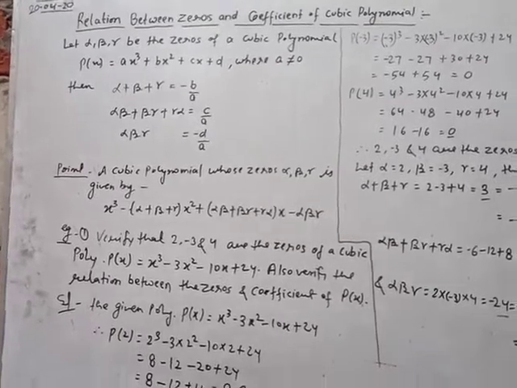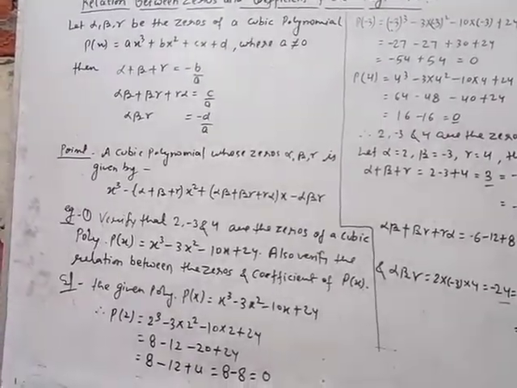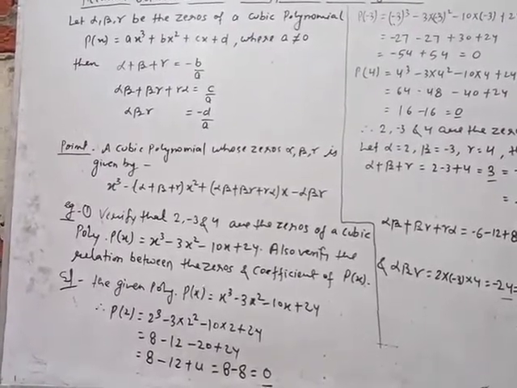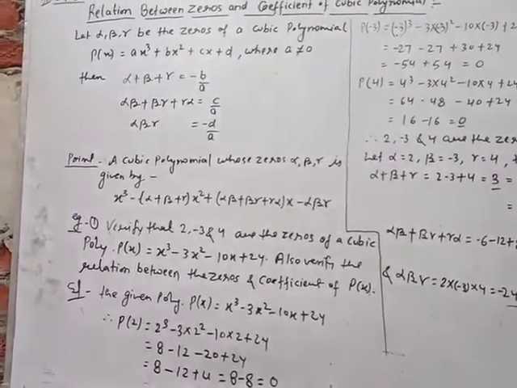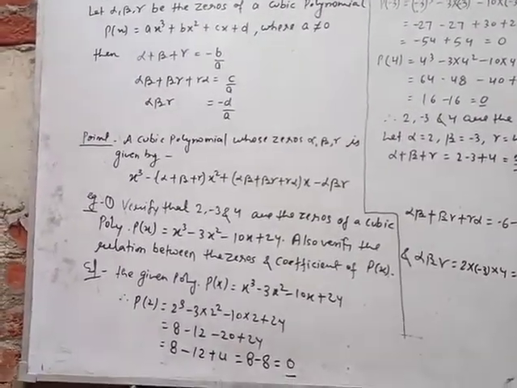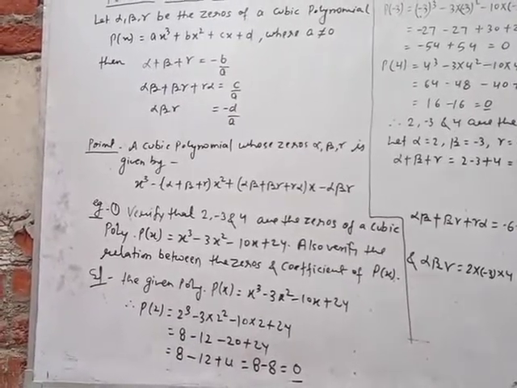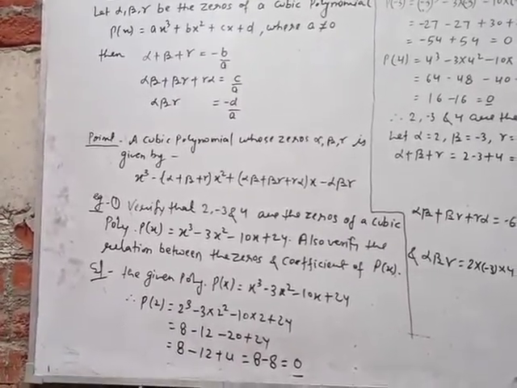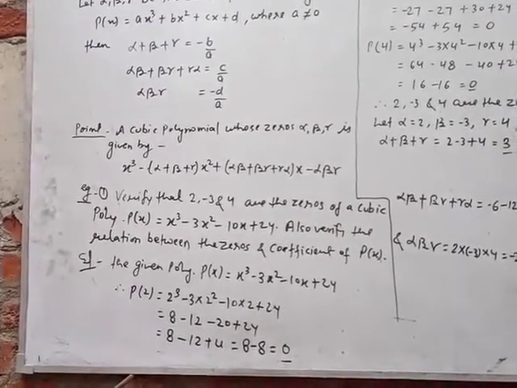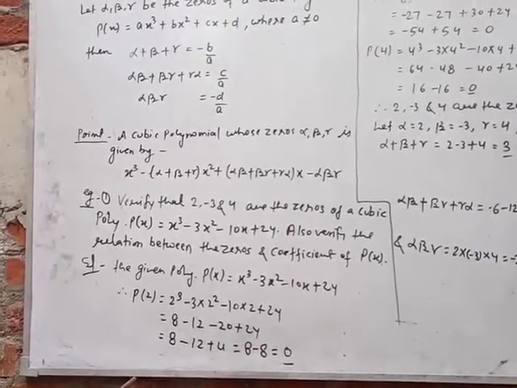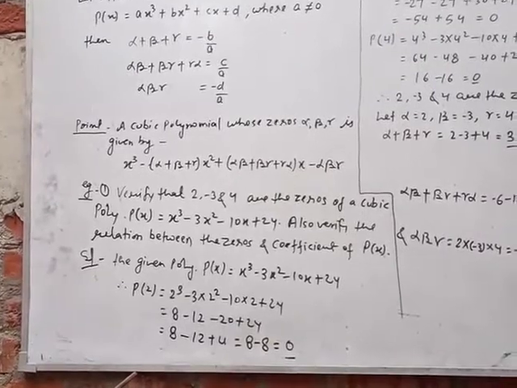So students, first we see the first question, like example: verify that 2, minus 3 and 4 are the zeros of cubic polynomial, and the polynomial is given x cube minus 3x square minus 10x plus 24. Also verify the relation between the zeros and its coefficient. So firstly we have to verify these are the zeros of this cubic polynomial. Students in class 9th, you already solved these types of questions to verify whether any value is a zero of any polynomial or not.